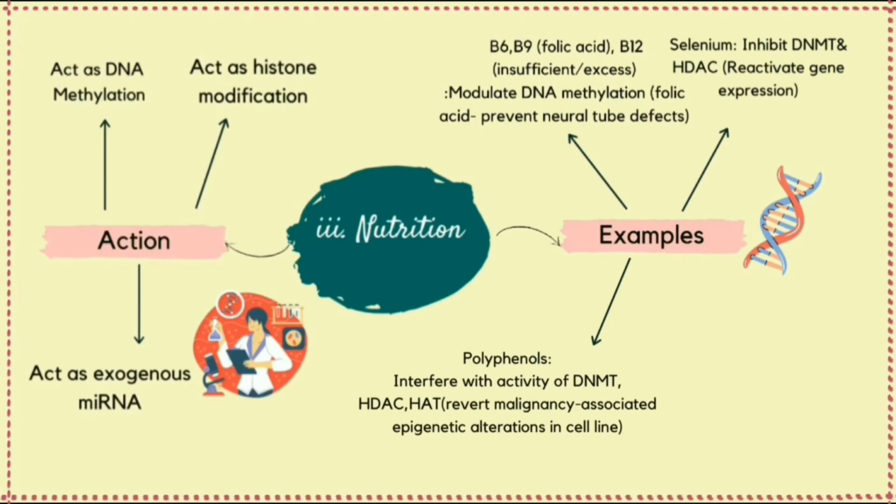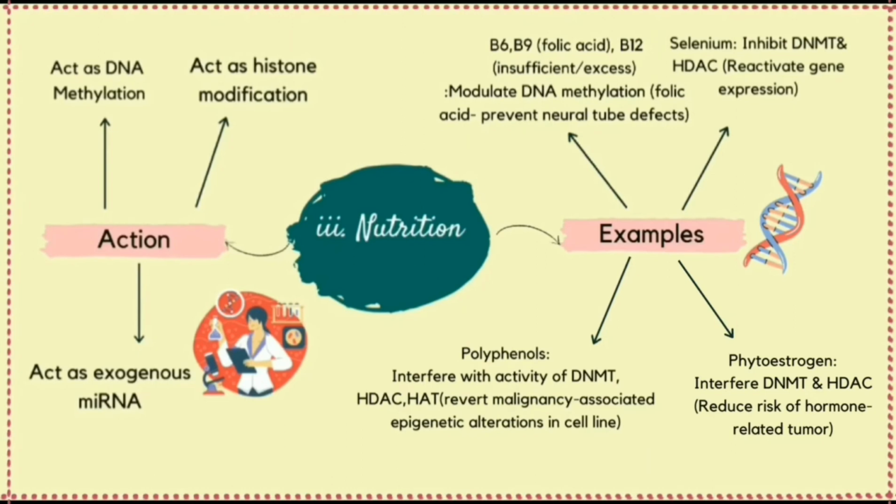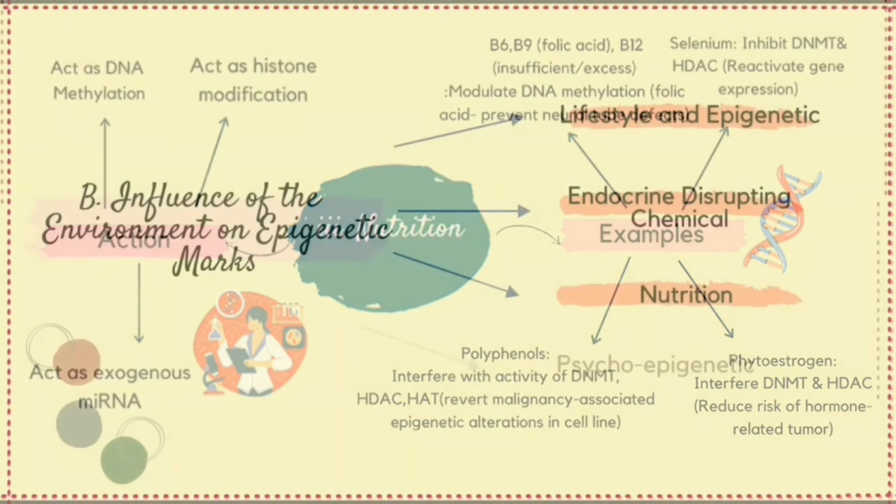Next, polyphenols, which are found in green tea and vegetables, can interfere with the DNMT, HDAC, and HAT activities, as well as revert malignancy-associated epigenetic alterations in cell line. Lastly, phytoestrogens, mainly in soybeans, can inhibit DNMT and HDAC, thus reducing risks of hormone-related tumors.